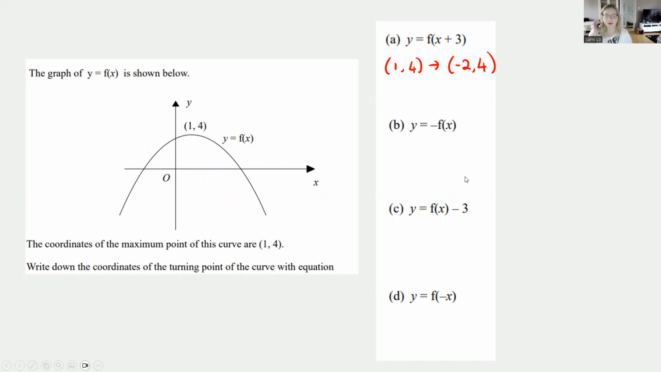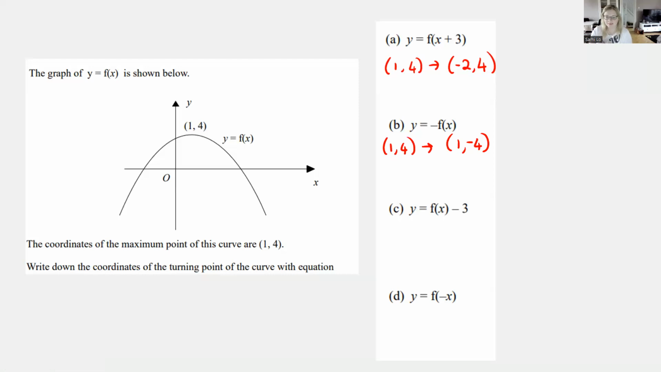The next one, the minus is outside the brackets, okay? So this means essentially what's happening to your y function is that we're going to become negative. So as you can see, it's flipped over. So again, our coordinate is 1, 4. This time the change is happening to our y function, which gives you 1, because as you can see, it hasn't changed, minus 4. Next one.